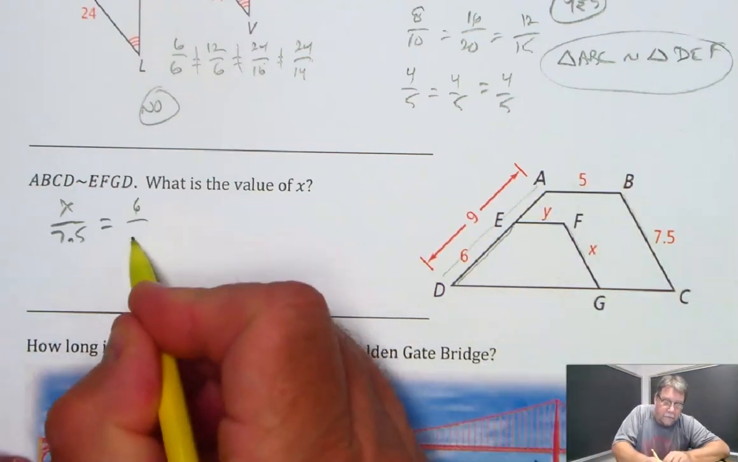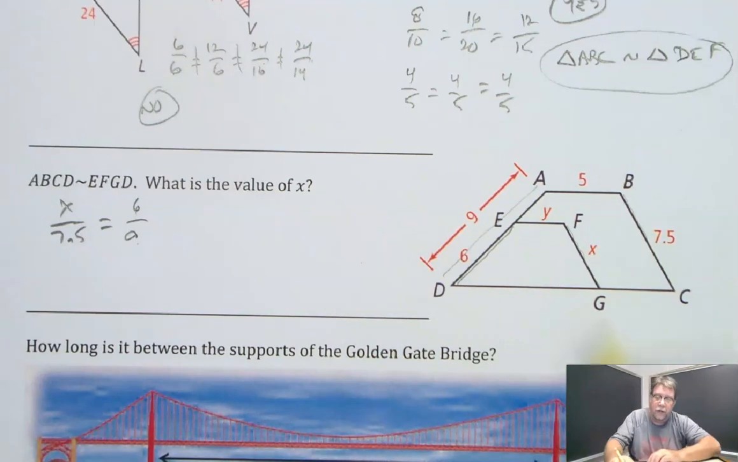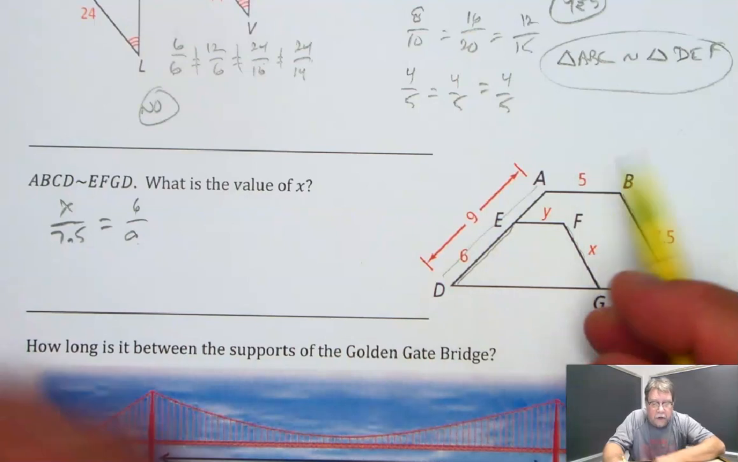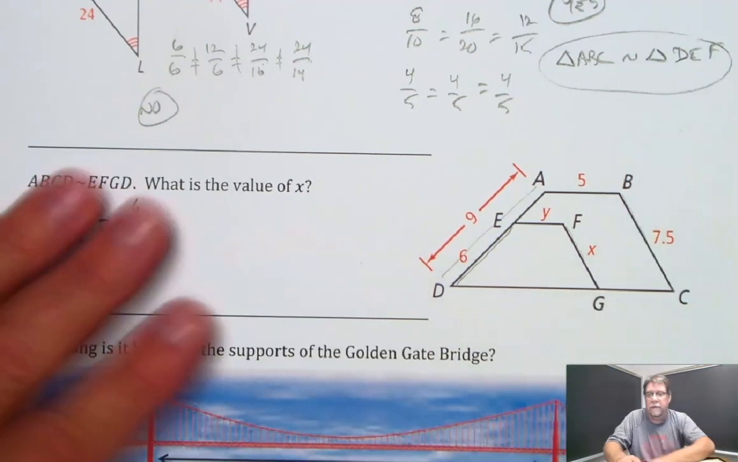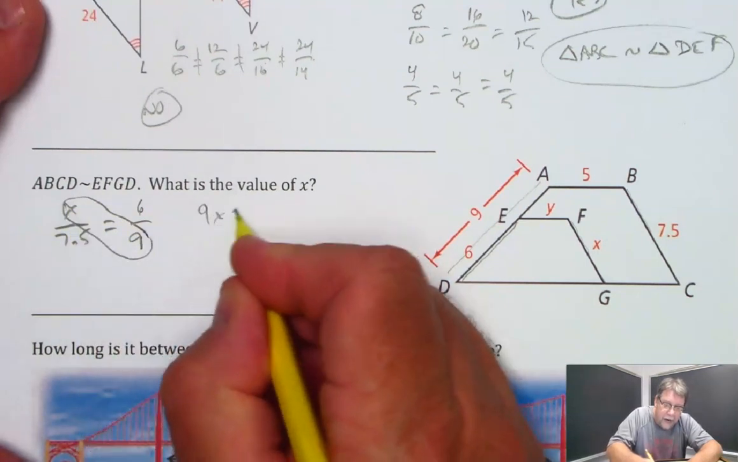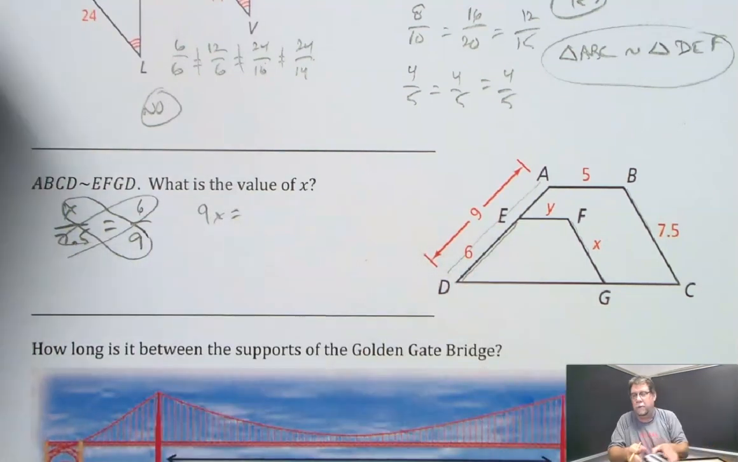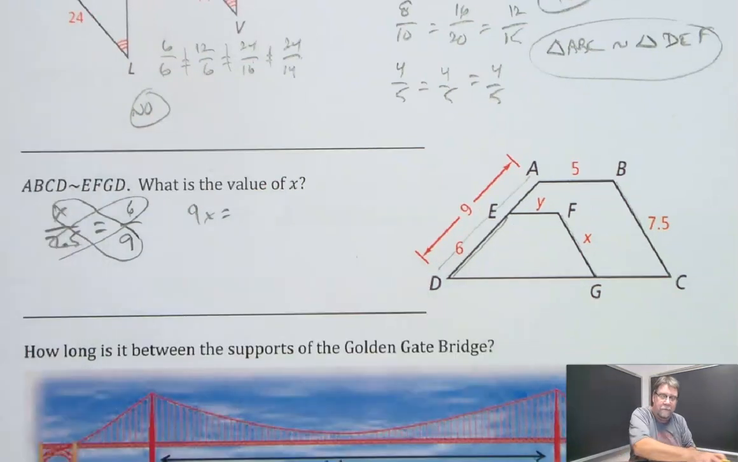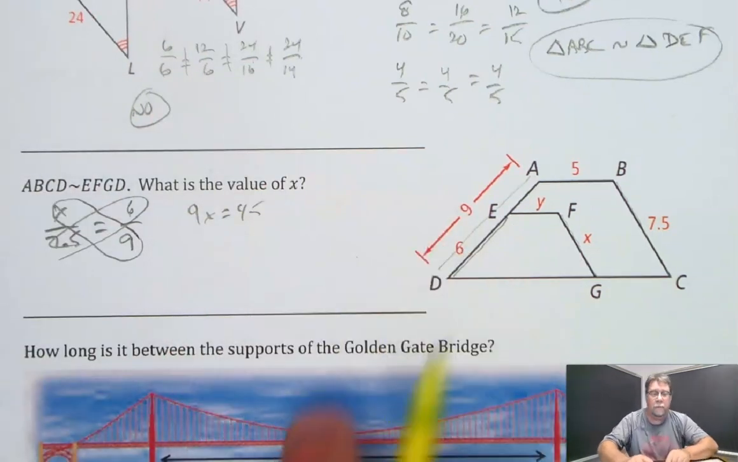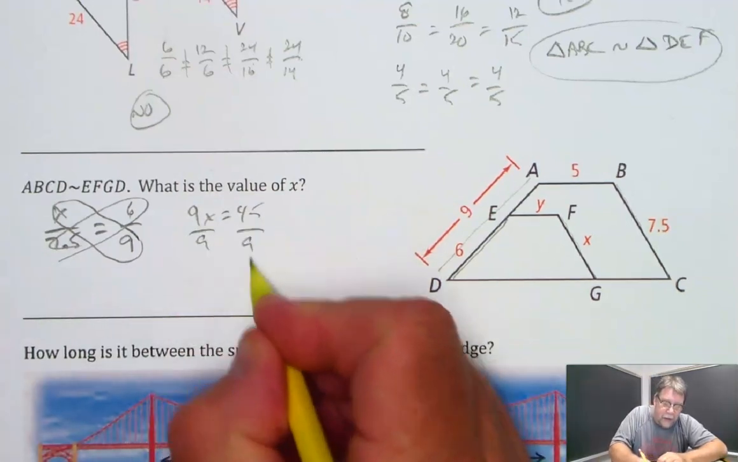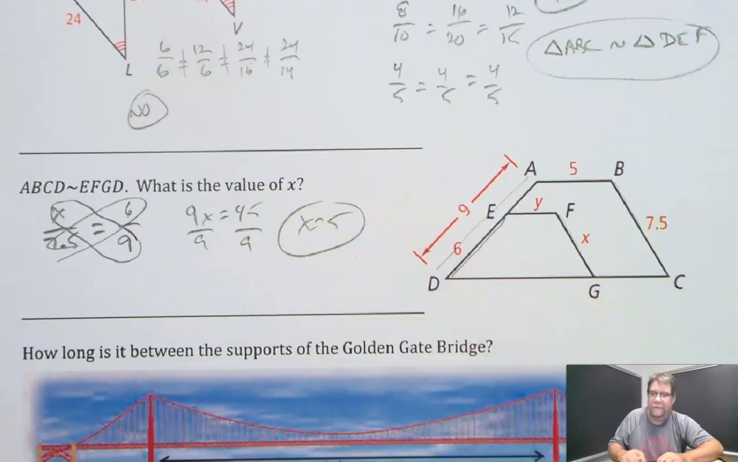So I'm going to put 6 over 9. Now it's important that we use the smaller to the larger, so over here the smaller to the larger. So 6 over 9 is here, and then we have to cross multiply. So 9 times x is 9x. 6 times 7.5, not really sure. Let's find out. 6 times 7.5 is 45. And remember, we set those cross products equal to each other and solve for x. Divide by 9, x is 5.